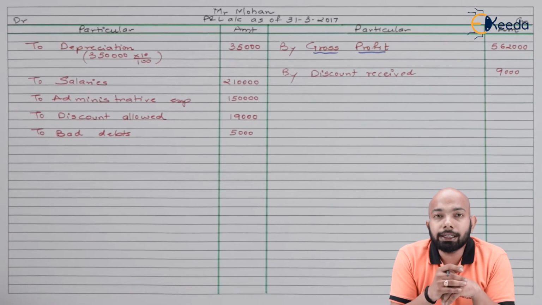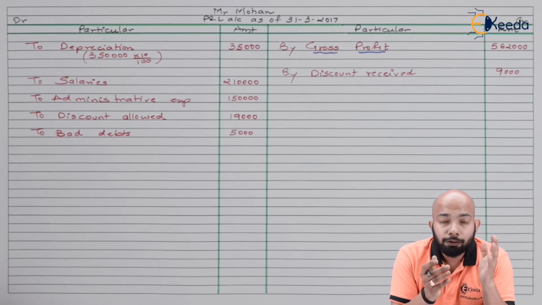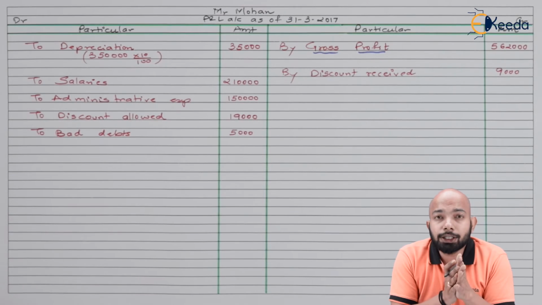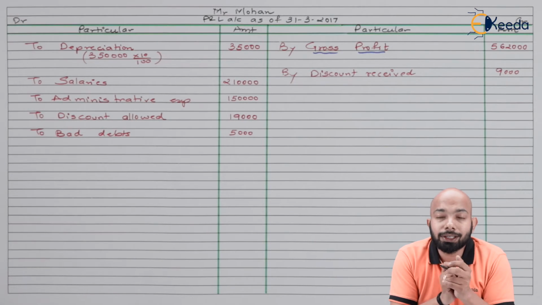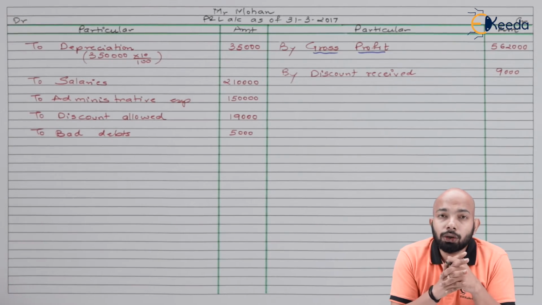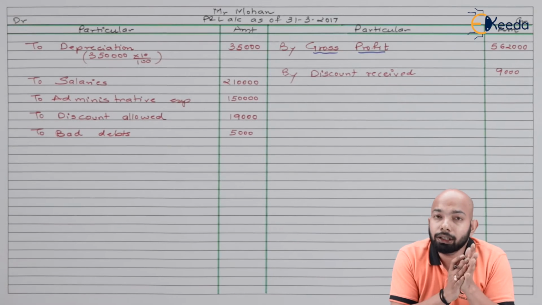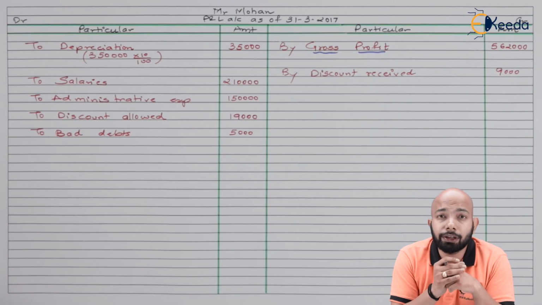The first thing that we have taken is depreciation. Furniture, or rather, we have to provide depreciation on furniture at the rate of 10%. 3,50,000 is the original cost of it. 10% of that will be 35,000. Hence, depreciation here is 35,000.